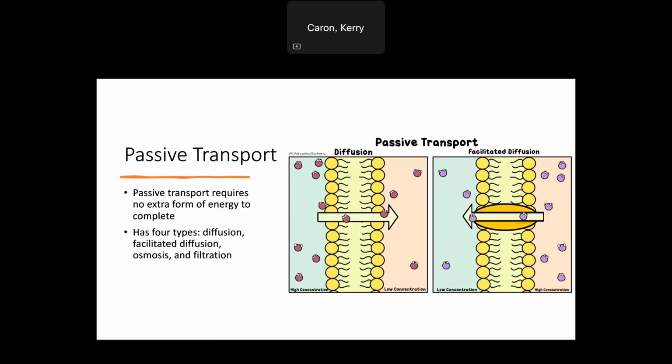Okay, as you can see in this animation, some things like diffusion are passive and require no energy. Diffusion, just things float across that cell. If it's facilitated diffusion, like in the second picture, it has a protein in that phospholipid bilayer that facilitates movement through. Still does not require ATP, so no energy.